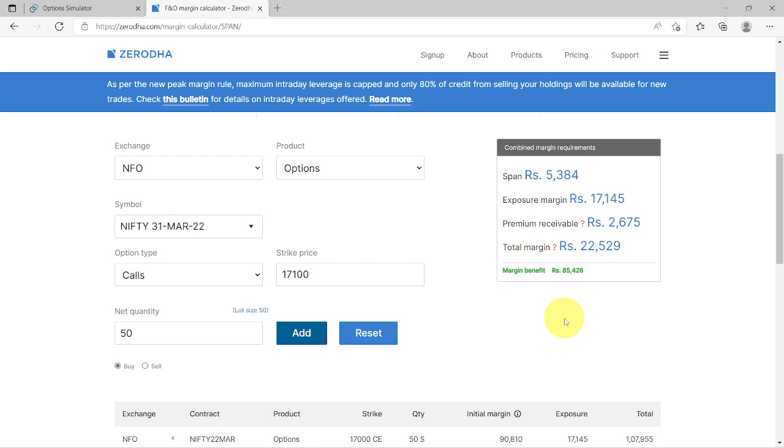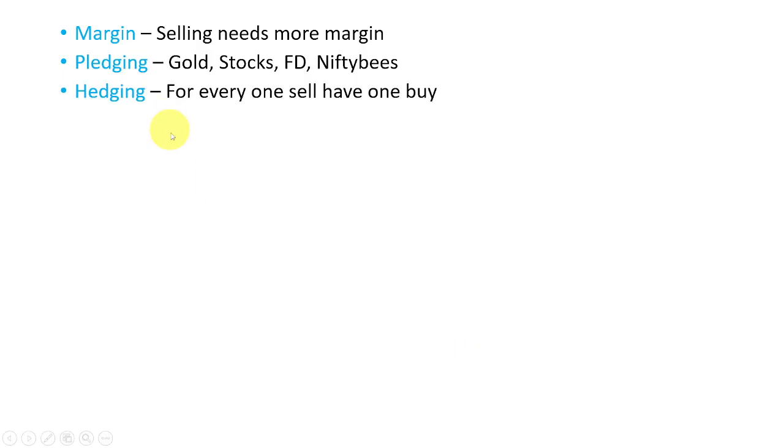But if you buy something to protect that loss, that is called hedging. Here in this case, your loss will be capped somewhere. It won't go beyond some level. So in those cases, the broker will be okay to give you margin benefit. And in this case, as you see, from 1 lakh, it has come down to 22,000. So that is the reason I will always recommend people to have a hedged position.